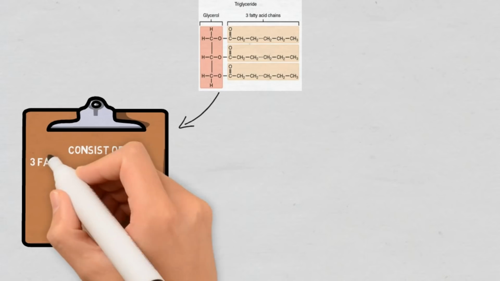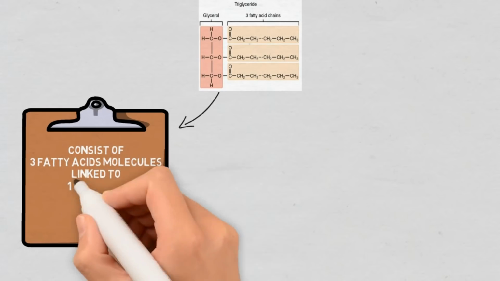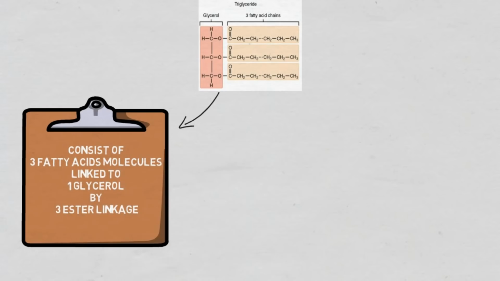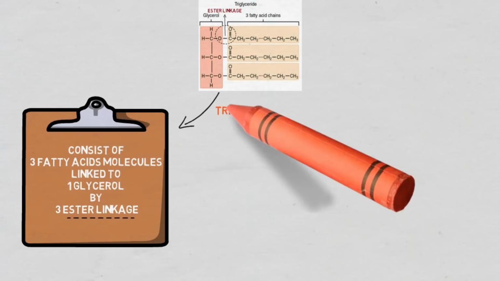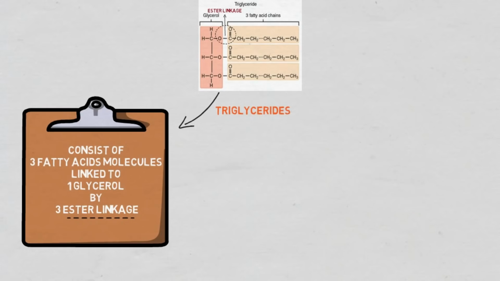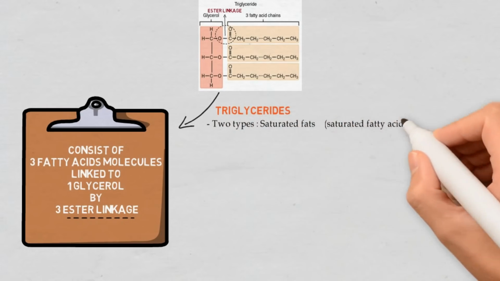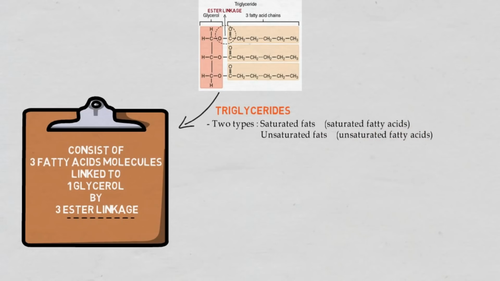Triglyceride consists of 3 fatty acid molecules linked to 1 glycerol by ester linkage. Ester linkage is shown here. There are 2 types of triglycerides: saturated fats made up of saturated fatty acids, and unsaturated fats made up of unsaturated fatty acids.